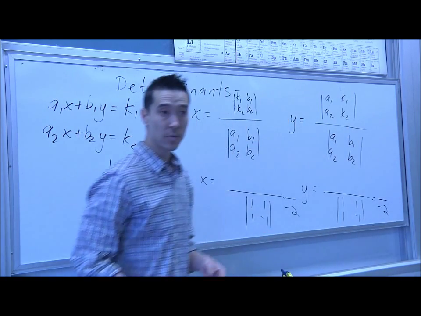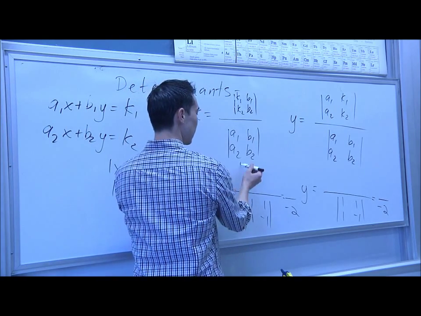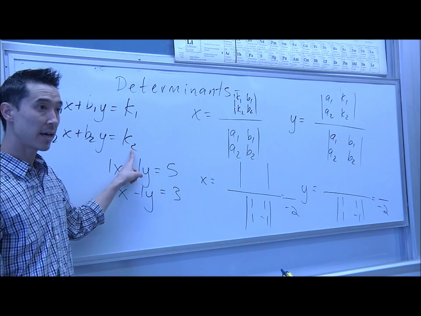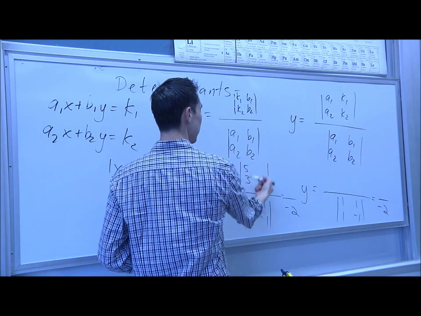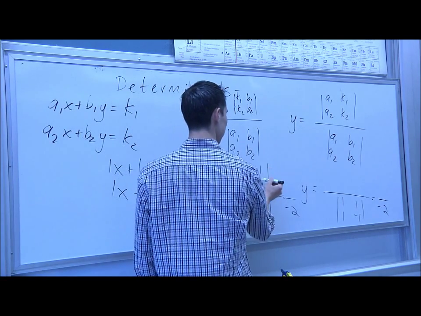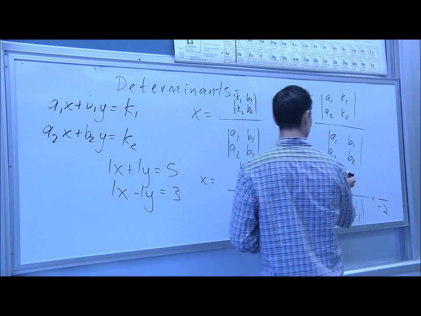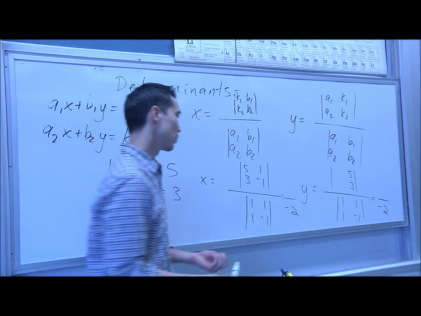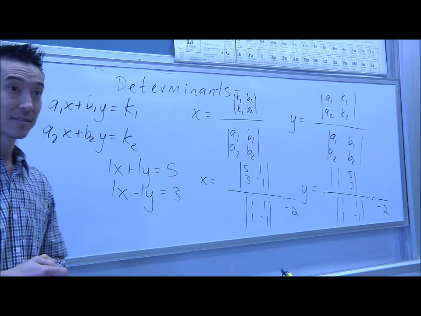And now I just have to evaluate the numerator. Let's make sure we get this right. In this one, I'm going to replace the x column, which is the first column, with the k's, the numbers on the right side. So 5, 3, and then can somebody tell me what goes in the y spot? 1, negative 1. Great. In the second one, I'm going to replace the y's with the 5, 3. And what's going to go in the first column? 1, 1. The x's. Got to memorize that. That's the pattern.